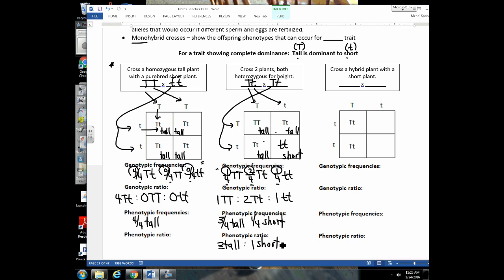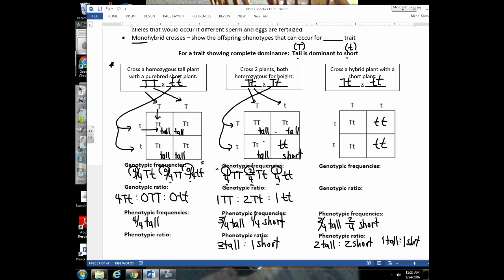Now going to this last problem, it says cross a hybrid. You have to know hybrid means hetero with a short plant. I have that set up here. I'm just going to jump down to my phenotypic ratio. We can see that we get 2 tall to 2 short. This can be condensed down. You can either report the frequencies as 2/4 tall, 2/4 short, which gives you the 2 to 2 ratio, or you can condense this to 1/2 and 1/2. Then we take the top number, and again, it would be 1 tall to 1 short.